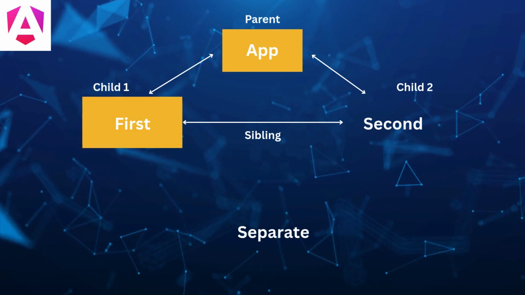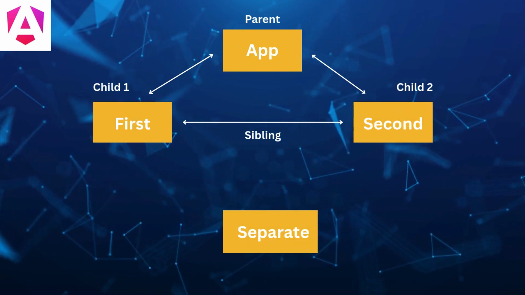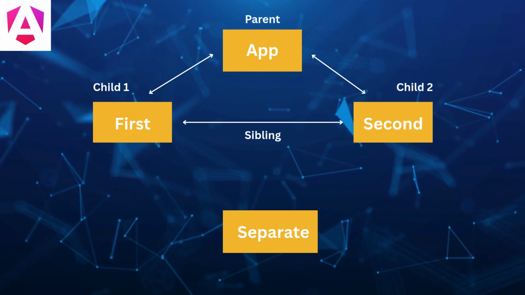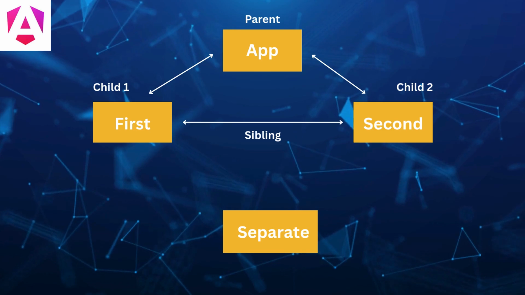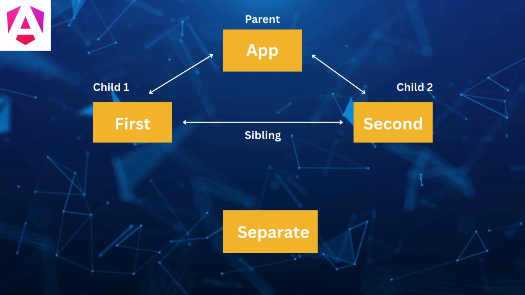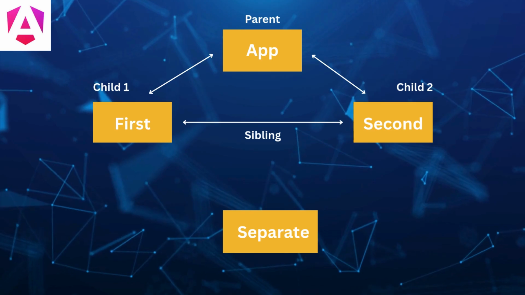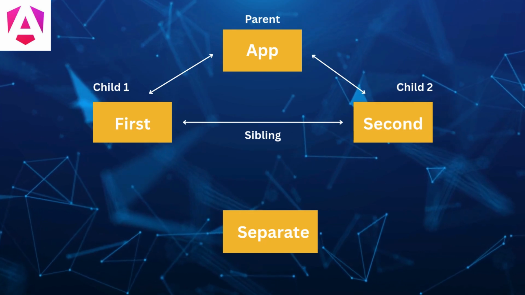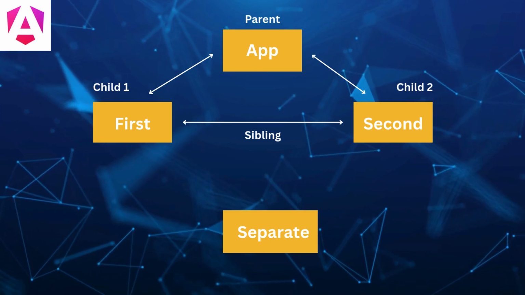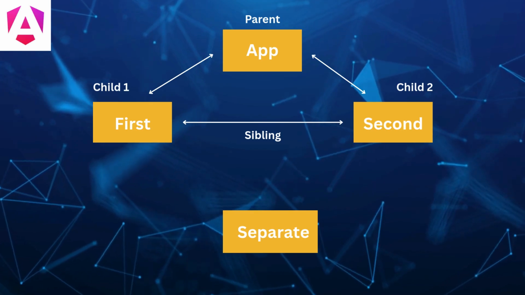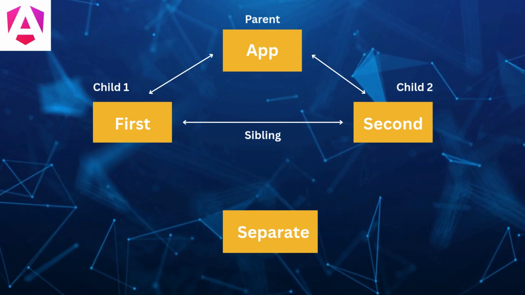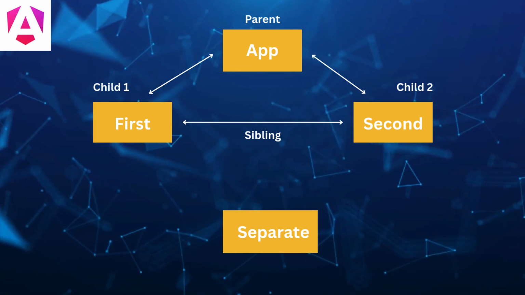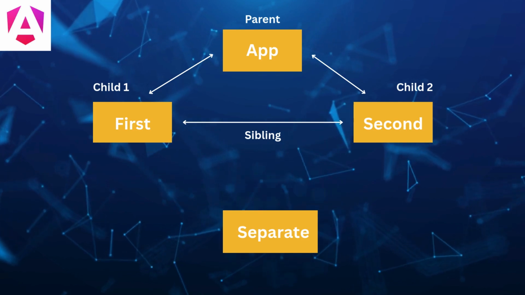If you see this example, I have this parent app component and then I have 2 children, first and second. And then this one alone is another component which is not a parent, not a child, it's just a single component. So we can pass data from parent to child, meaning app can pass data to our first component and second component, and we can also pass data from child to parent. That means first can pass data to app and second can also pass data to app.